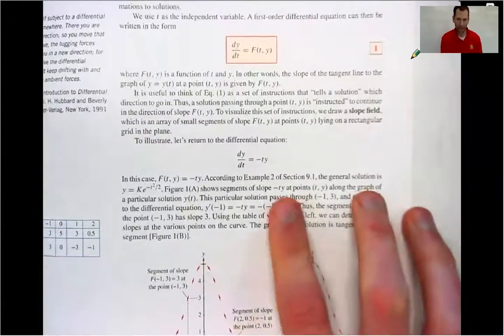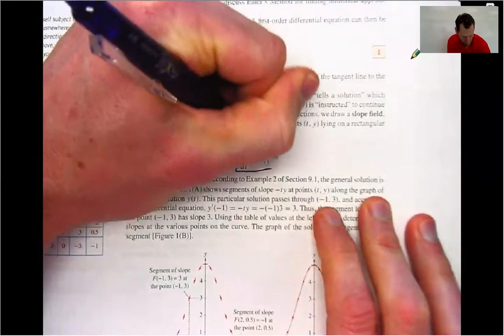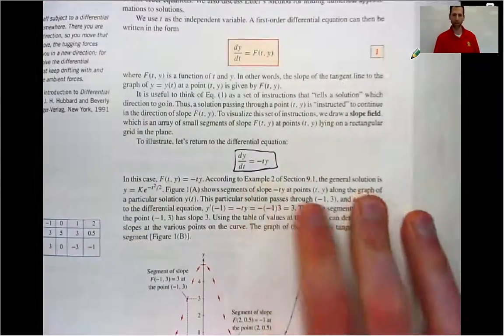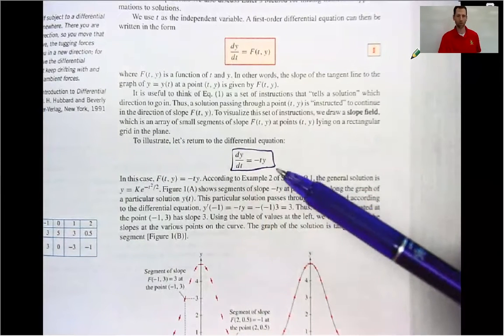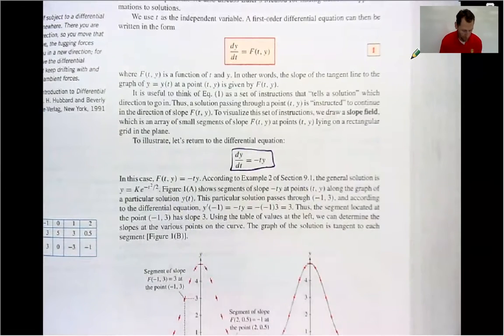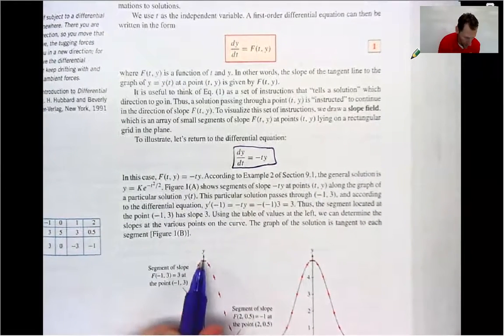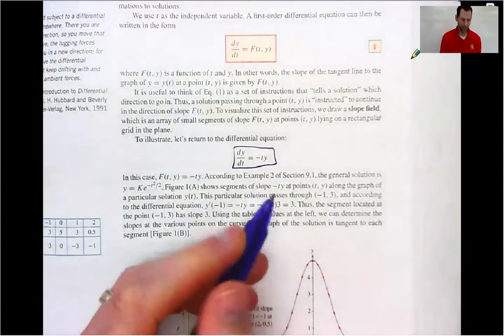So suppose you have this differential equation, dy/dt is equal to minus t times y. At this point right now, in your knowledge, you may not know how to solve this differential equation. But what we can do is make a plot of t and y, and at every location here, we can figure out what the slope is of the tangent line.